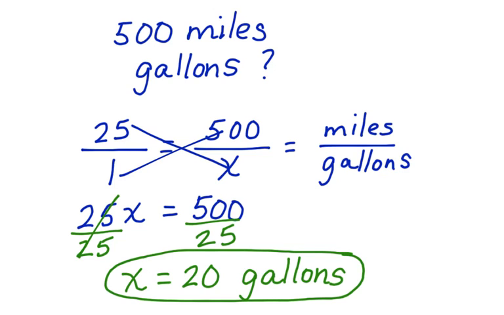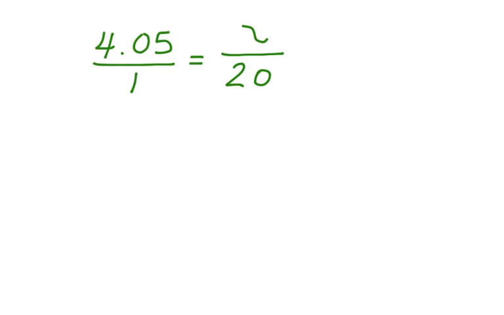Now what if it was $4.05 per gallon? Could you figure out the cost? Here's one more step. So we say it's $4.05 for 1 gallon equals how many gallons? 20 gallons, and we want to know the money. Notice this proportion has money here and gallons here.